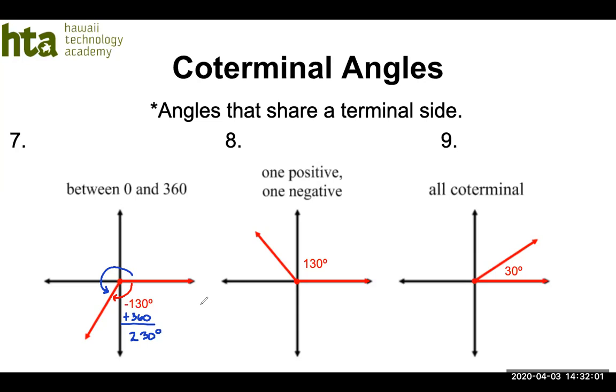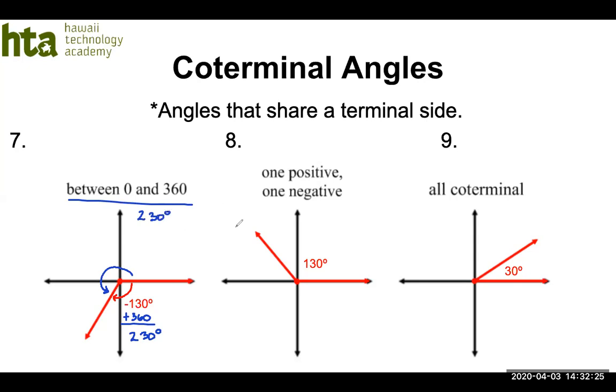Again, you can add 360 to that, and that could be 590. You could have that as a coterminal degree. You can also minus 360 and get negative 490 as a coterminal angle. But remember our specifics. We needed one between 0 and 360. 230 does fall between that, so that is our answer. We have to have it meet the criteria.